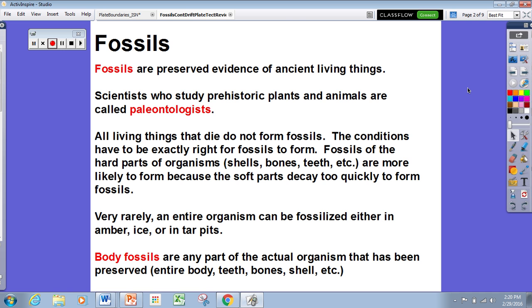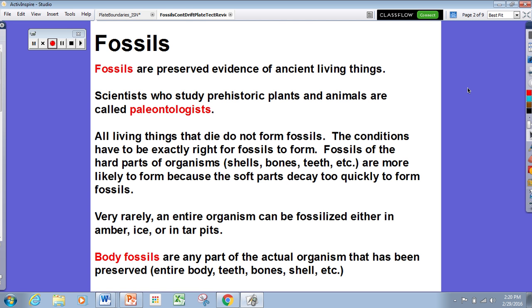Okay, we first started off talking about fossils. Fossils are just preserved evidence of ancient living things, and the scientists who study prehistoric plants and animals are called paleontologists. We talked about in class that all living things that die do not form fossils, and that's because the conditions have to be exactly right for fossils to form. More often than not, fossils of the hard parts of organisms like shells, bones, teeth, etc. are more likely to form because the soft parts like tissues, muscles, things like that decay too quickly to form fossils.